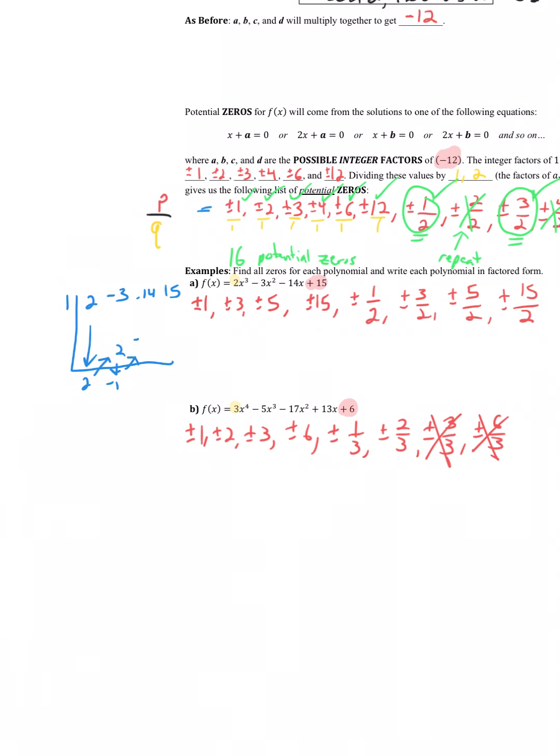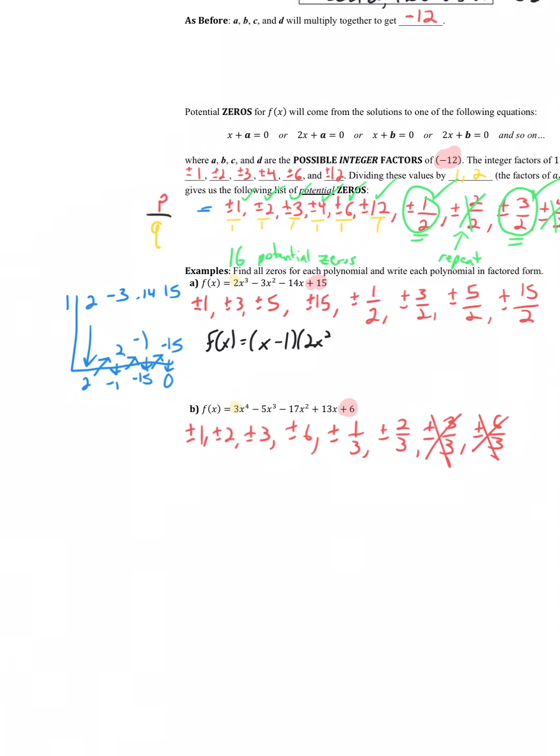All right, we do our division. Turns out we get a 0 right here on the first one, which is perfect. That means 1 is a 0. Awesome. So right off the bat, I found my first 0.